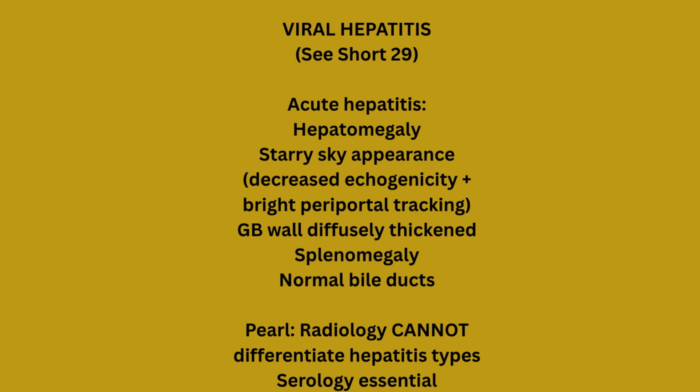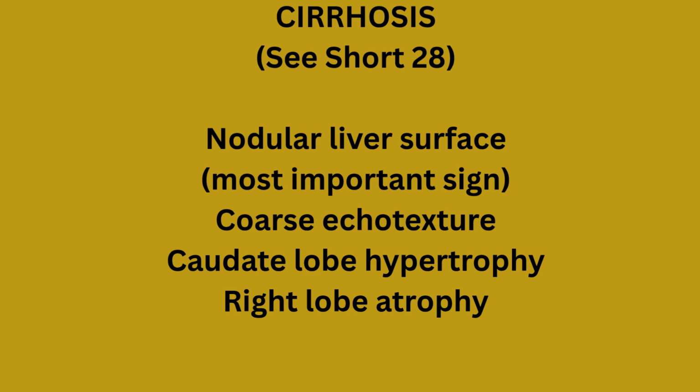Acute hepatitis on ultrasound shows hepatomegaly with a classic starry sky appearance: decreased liver echogenicity with bright periportal tracking. Gallbladder wall is diffusely thickened. Remember, not normal. Splenomegaly, normal bile ducts. Critical pearl: radiology cannot differentiate hepatitis types. All look identical. Serology is essential. For details, see Short 29.